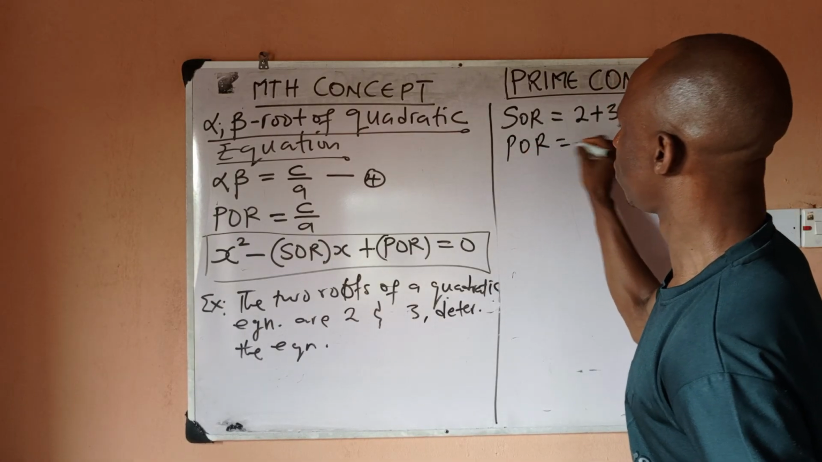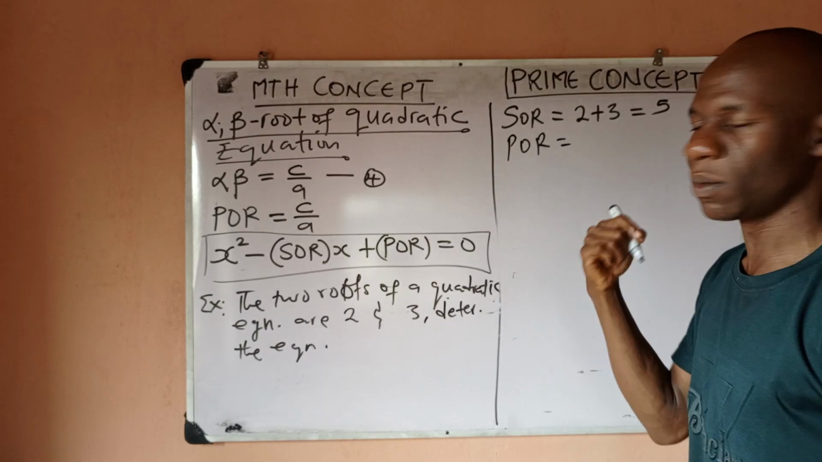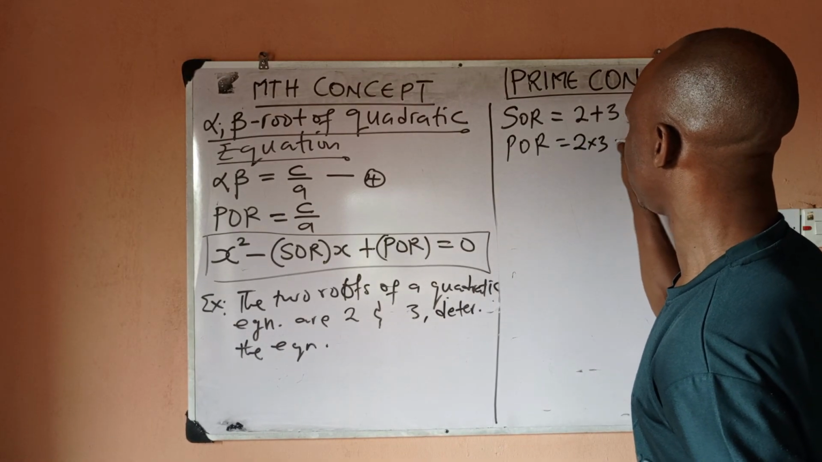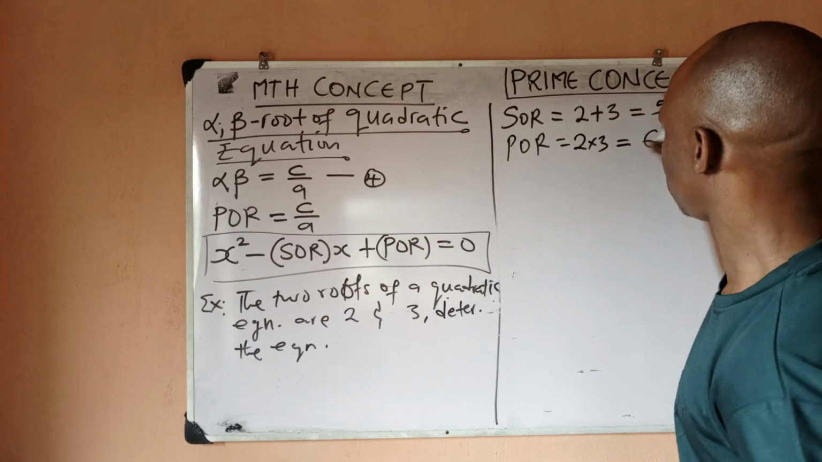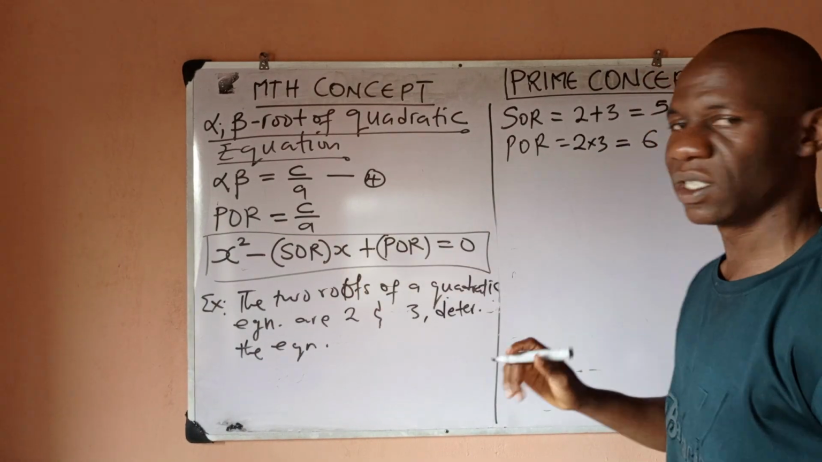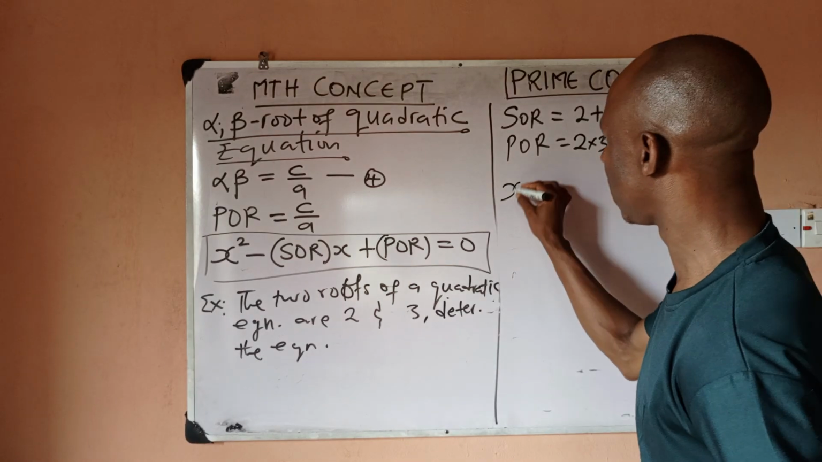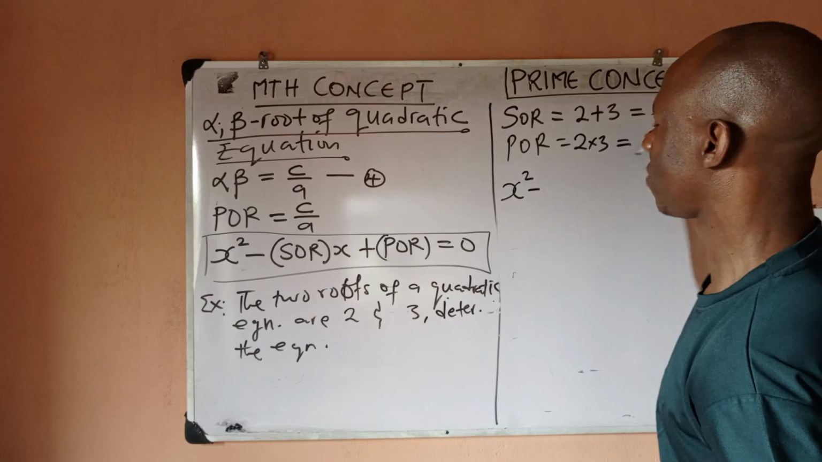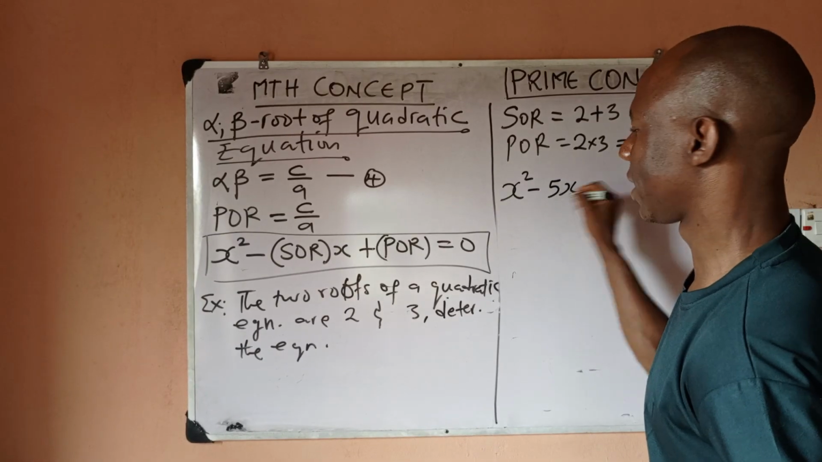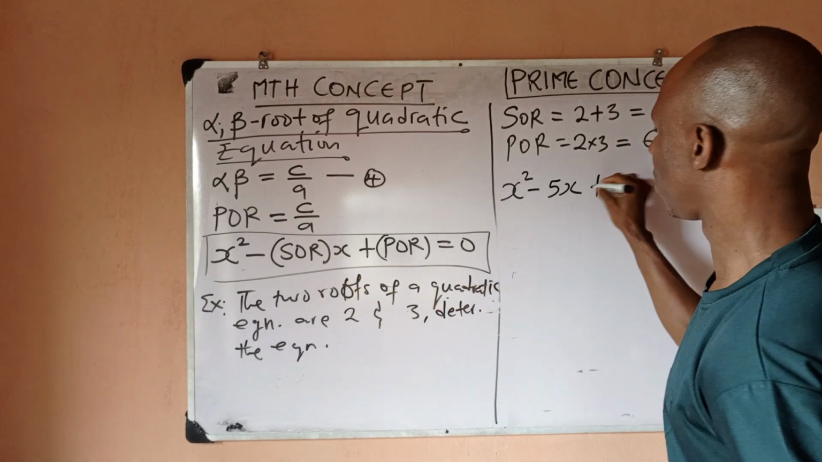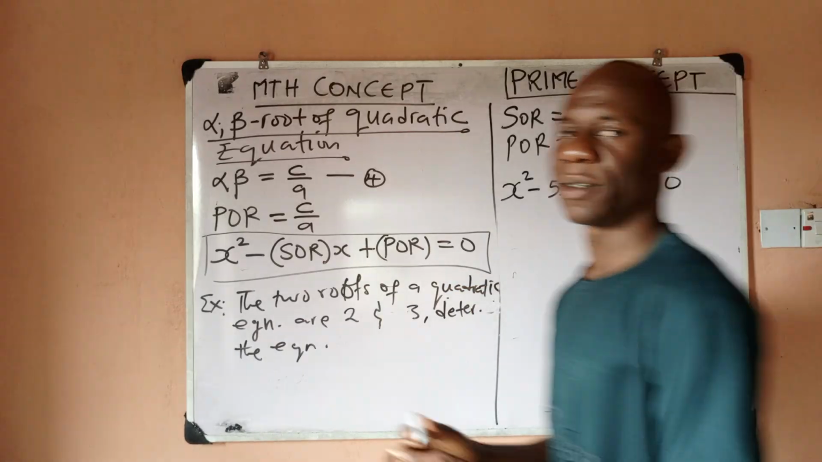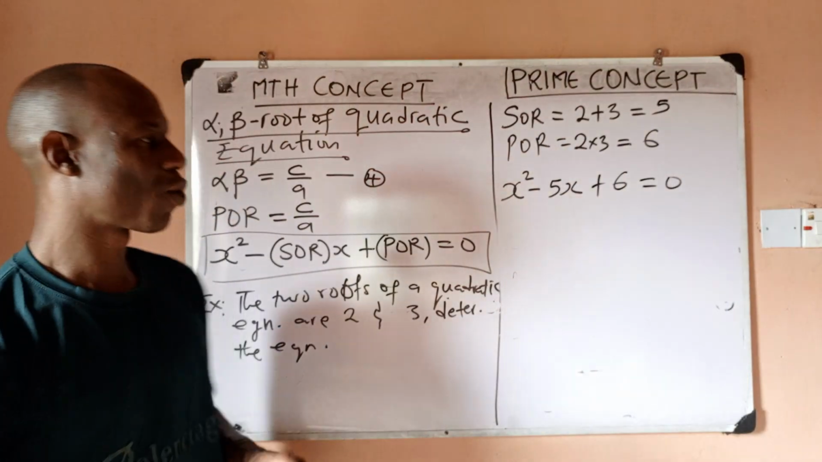Then product of roots means multiply. So product means 2 times 3, which is what? 6. So if I take these values back to this equation, I would have the equation to be x squared minus, then sum of roots I got as what? 5. So I would say 5x, right? Then plus product of roots I got as 6, plus 6 equals what? 0. And I've gotten my quadratic equation.